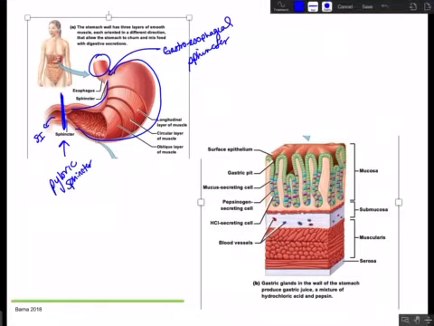Okay, so we had the gastroesophageal sphincter and then the pyloric sphincter. And that's going to regulate food going from the first one, from the esophagus into the stomach, and the next one going from the stomach into the small intestines there. You can see we also have 3 layers.